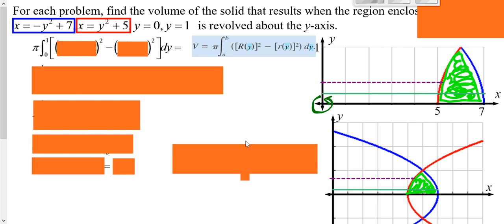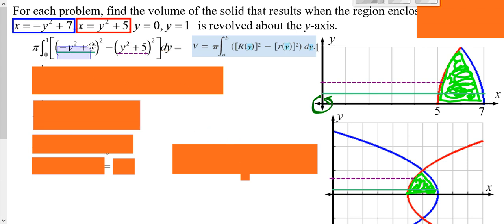So then I have to go ahead and look at my shaded region. The bigger radius, which goes from the blue all the way to my axis of revolution. So it's going to be the blue minus 0. My inner radius, the unshaded part, goes from the red all the way to my axis of revolution. So it's going to be the red here, the y squared plus 5, minus 0, my axis of revolution.